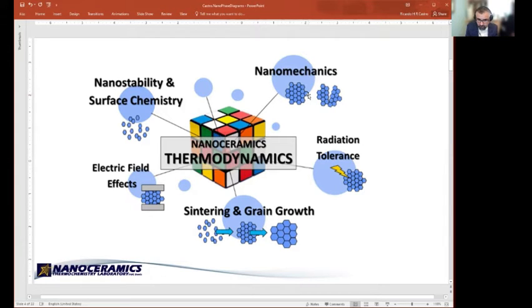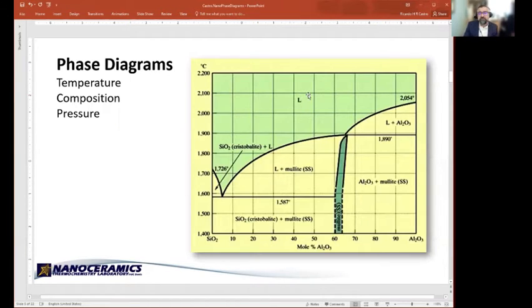Today, I'm not going to talk about nanomechanics. I'm going to talk mostly about phase diagrams and try to understand why phase diagrams are different at the nanoscale. And is there a way to design a new phase diagram for the nanoscale? And when I design them, how can I use them for engineering design?